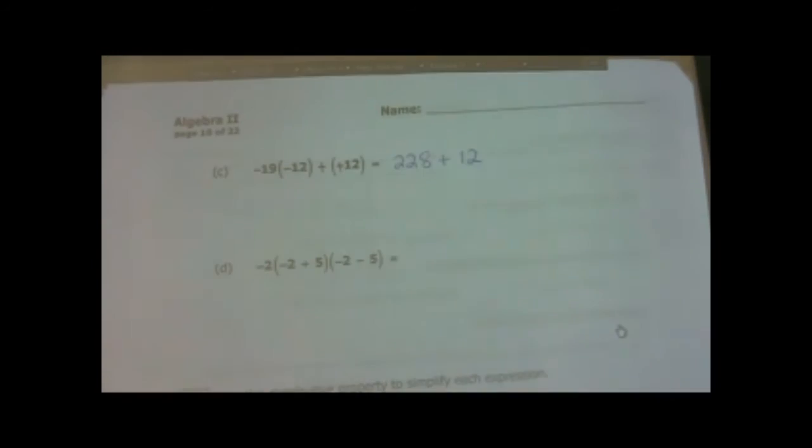Out of this, we know from order of operations to do the multiplication first. So I've got 19 times 12. All right, that's a great opportunity to use a calculator. 228. So this is positive or negative 228? Positive, because there's 2 negatives. So 228 plus 12. Now I'm just going to add, I can do this mentally. 240, right?